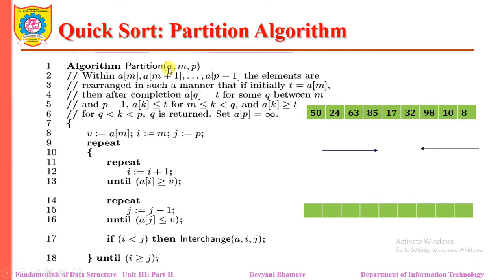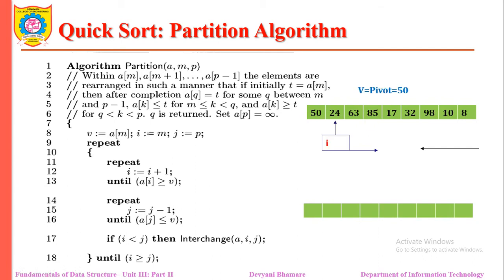The partition function takes the array A, and M indicates the left position of that array, and P is the upper bound of that array. We want to arrange all the elements in A of M to A of P such that the pivot element is in its appropriate place. For this reason we consider the leftmost element as the pivot element. So V is our pivot element, so V is equal to A of M. Say here 50 is the V, the pivot element, and I is equal to M, and J is equal to P, the higher bound. I will be increased by 1.